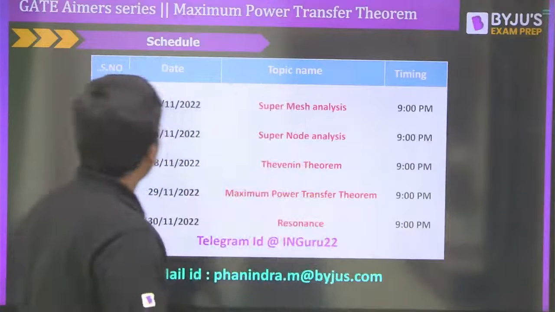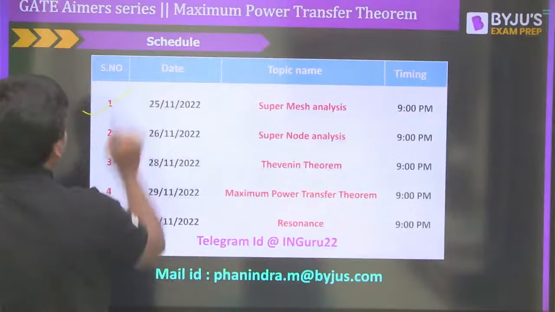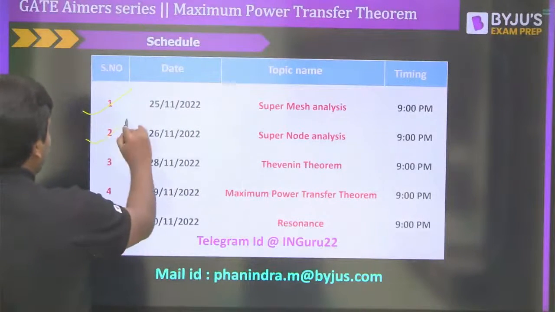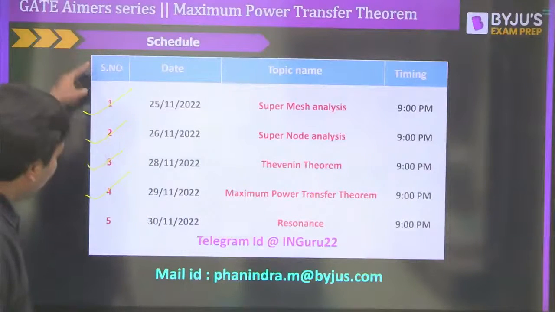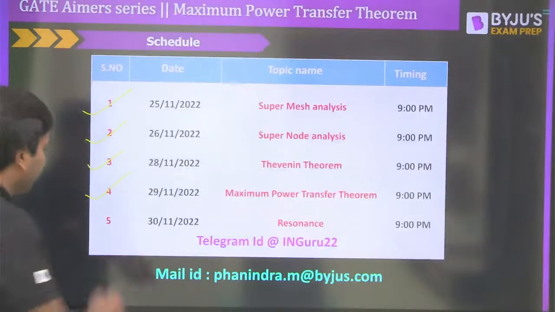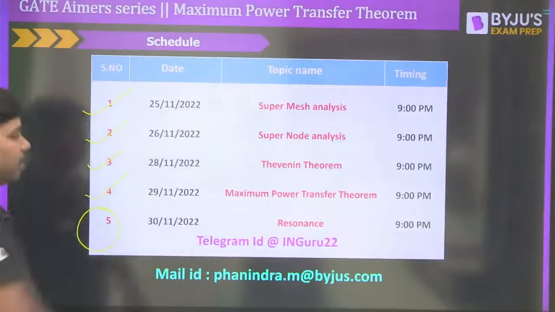Okay. So moving ahead, as I said, we are done with the first section, and even the Thevenin theorem and maximum power transfer theorem. All these first 4 lectures are completed. Currently we are in the last lecture, that is resonance.